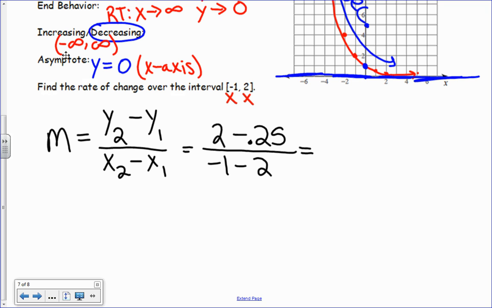So we're going to punch this in our calculator. We hit math, left, enter, 2 minus 0.25 on the top, -1 minus 2 on the bottom. And as a decimal, we get negative 0.58, and the 3's repeat. So that would be your rate of change from -1 to 2 on this graph. You might have gotten -7/12. That'll work as well. Okay, but -0.583, or if you'd even put -0.6, that's fine.